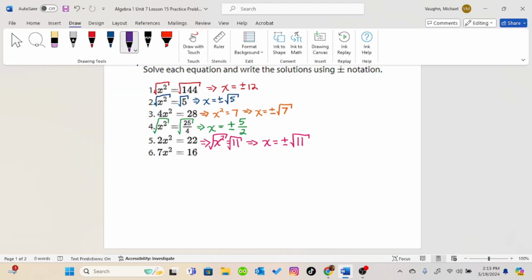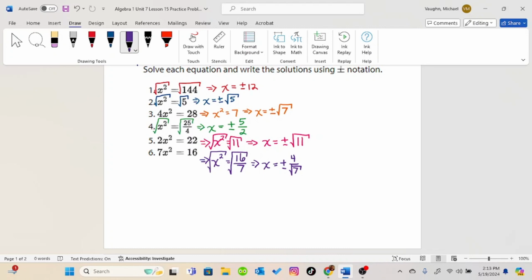And finally, number 6, we would divide both sides by 7. So x squared equals 16/7. Now we would take the square root of both sides, and we know that x would equal plus or minus 4 over the square root of 7.